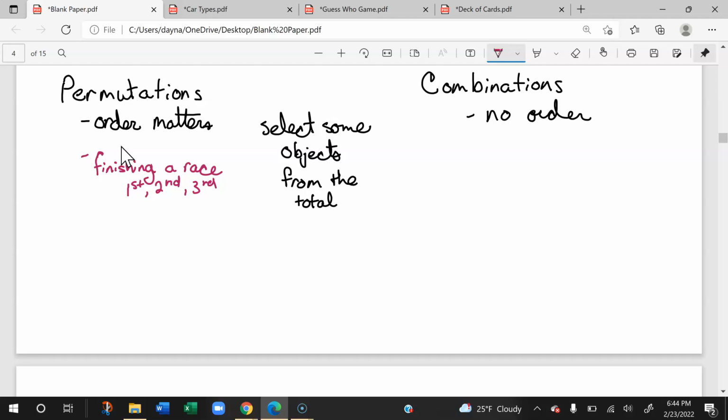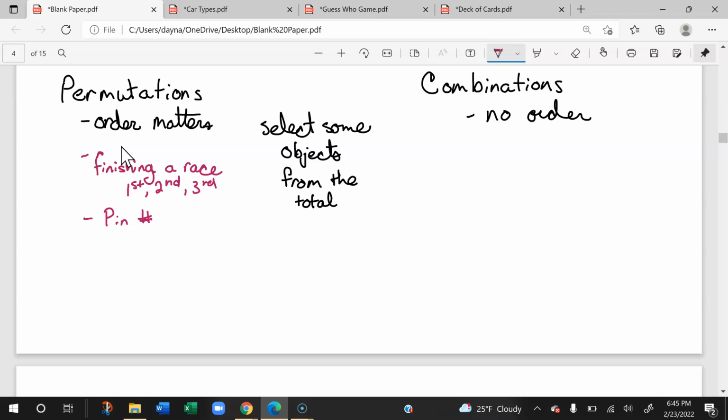Some other things where you think of permutations would be, as we discussed earlier, things like your PIN number. The order that you put your numbers in actually matters. Or the order that you put your password in, it's going to matter. So those are things where it actually matters what order you select things in.